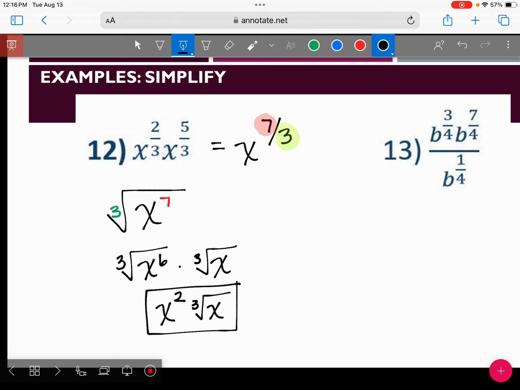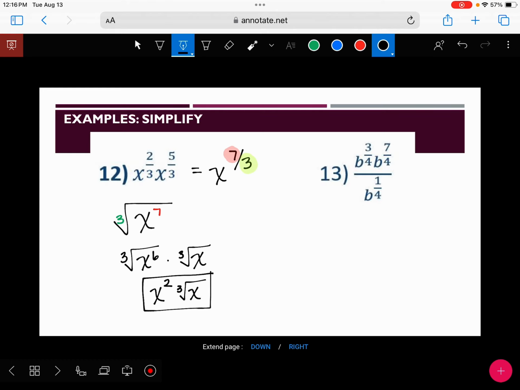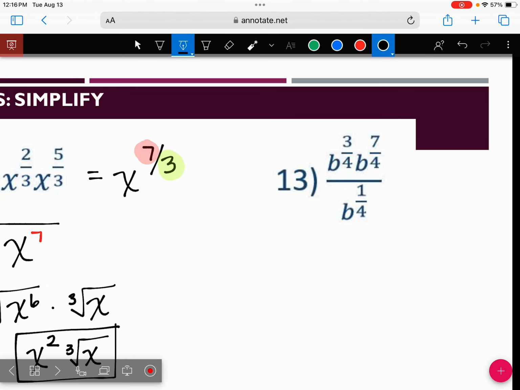So the first thing you want to do, tomorrow we'll do some that don't have a common denominator. First thing you want to do is write it as a fraction, then you're going to write it as a radical, and then you're going to simplify the radical. All right, so let's look at number 13. They all have a common denominator. So I'm going to add them together. So I can add these two together. 7 plus 3 gives you 10.